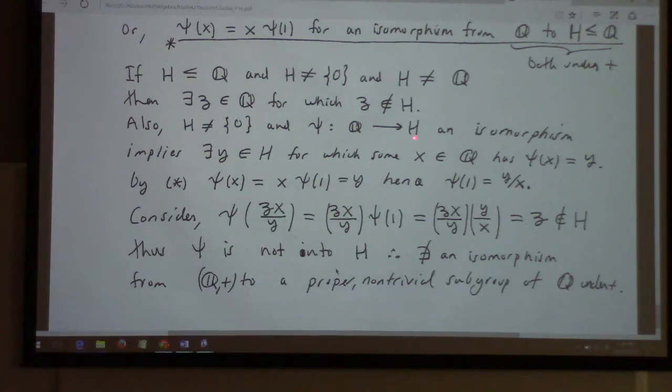Everything in psi is supposed to map to H. We just mapped to the thing which is not in H. Oopsie. So apparently the mapping is not into H. That's a contradiction. That's a clear contradiction. Consequently, no such map exists. Consequently, no non-trivial proper subgroup of the rational numbers under addition can be isomorphic to the rational numbers under addition. There you go.